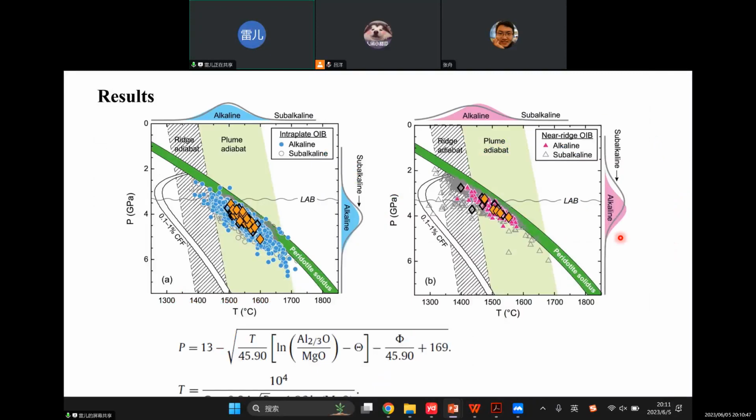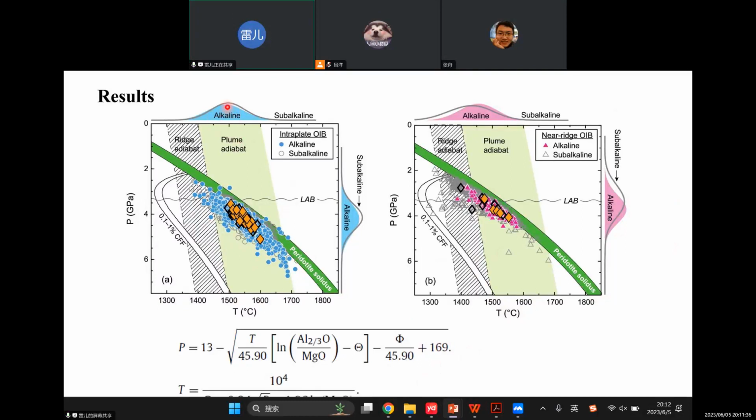Then, in order to discuss where the alkaline OIBs come from, or their petrogenesis, they need to know the temperature and the pressure of the primary melt. So we mentioned before, Sun and Dasgupta use those two equations proposed in 2020 to calculate the P and T, and this result, the left is interplate and the right is near ridge. And we first look at those peaks.